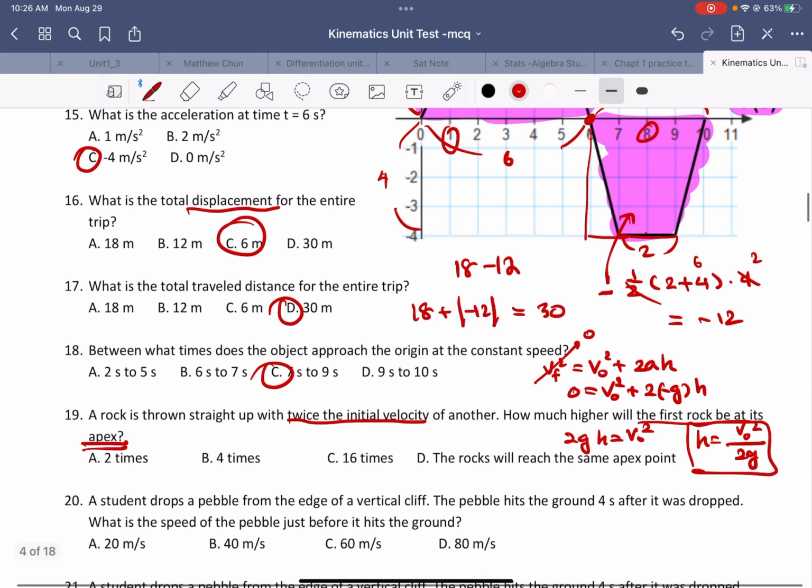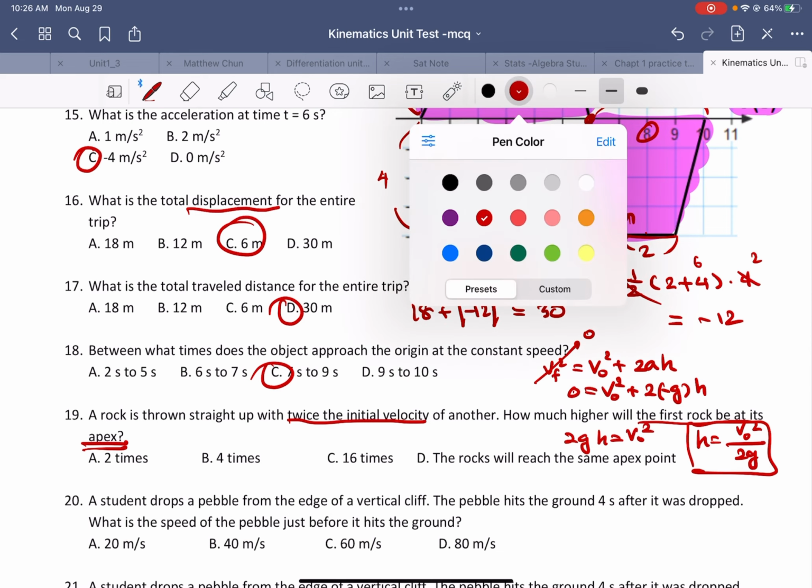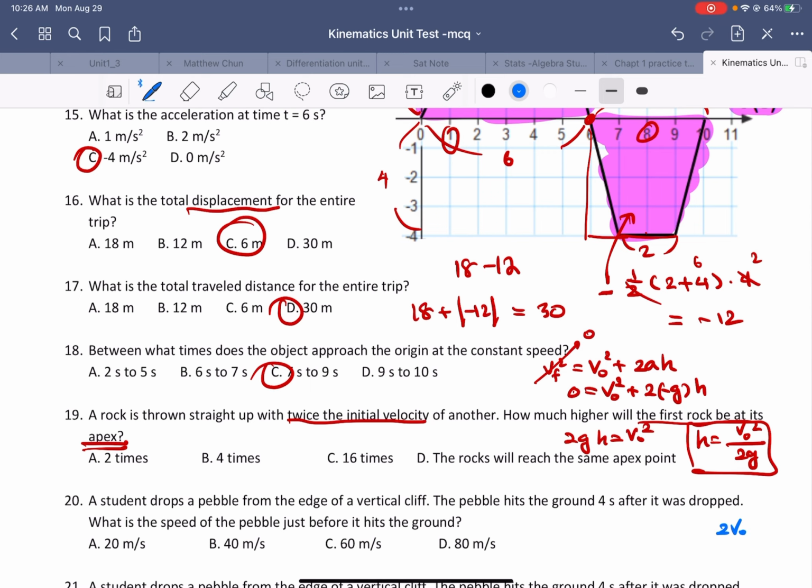Now, what happens if it's twice the initial velocity? Let's plug it in. Twice the initial velocity, and 2g is the same, so you end up with 4 v naught squared over 2g. That means compared to this it is 4 times. Your height will be 4 times the previous one. If your velocity is twice, then your height will be 4 times. So use that formula.